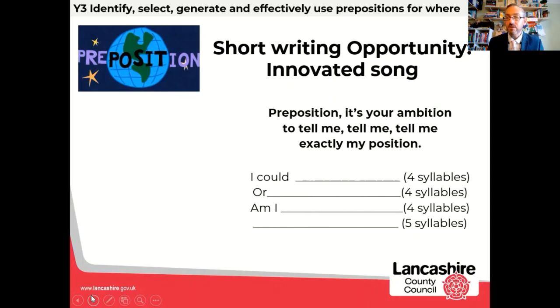So what I've done is I've thought about the rhythm of the song and the syllables involved in the song and how it scans. So we've got I could, followed by four syllables. I could da da da da, or da da da. Am I da da da da, da da da da da. So that's the verse, they're the kind of syllables we need. So we'd have a go with the children discussing where they found the mini beast and start creating the song. And then we could write a verse together and do a scaffolded short write. And then the children could have a go at an independent short write, creating their own verse.